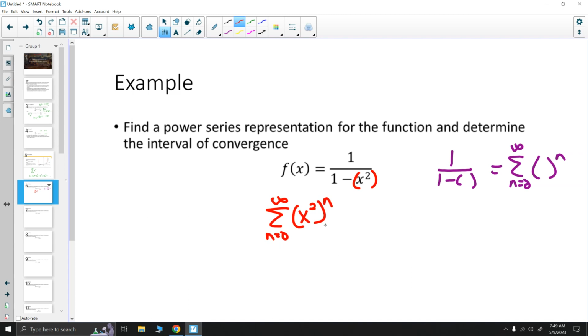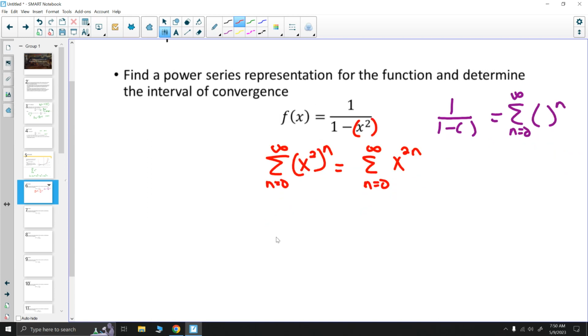Okay, so let's think about what that is. That's the sum as n equals 0 to infinity of x to the 2n. Now, you might say, how do I know that this is true? Well, let's take a look at what this thing is. When n is 0, that would be 1, plus when n is 1, that would be x squared, plus when n is 2, it'd be x to the 4th, x to the 6th, and so on and so forth.